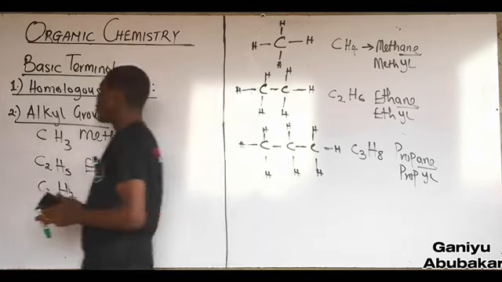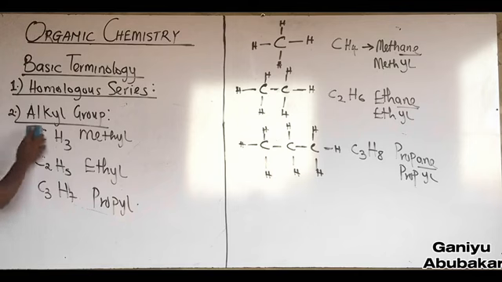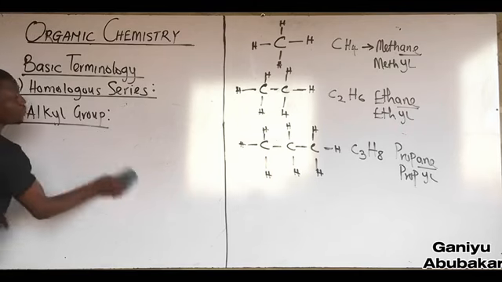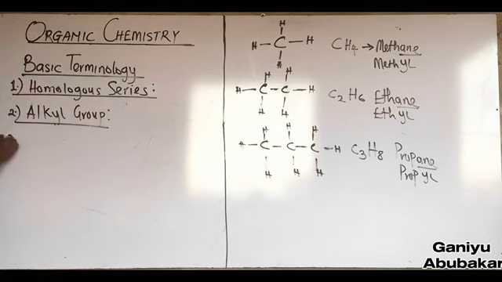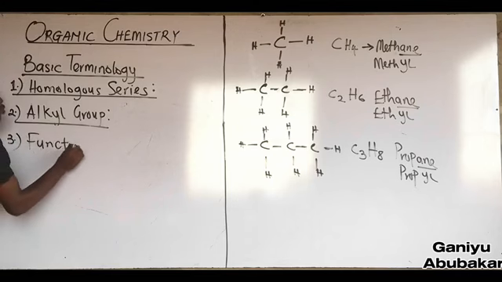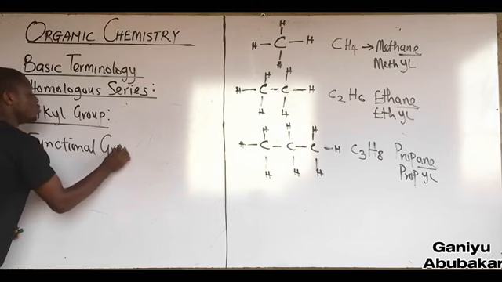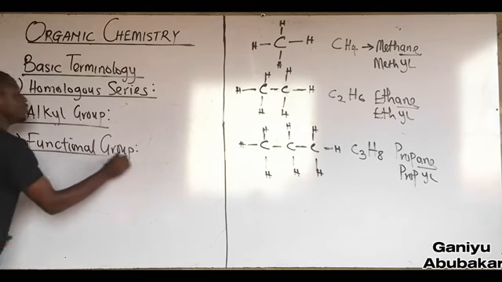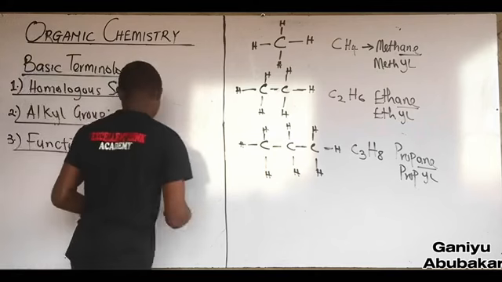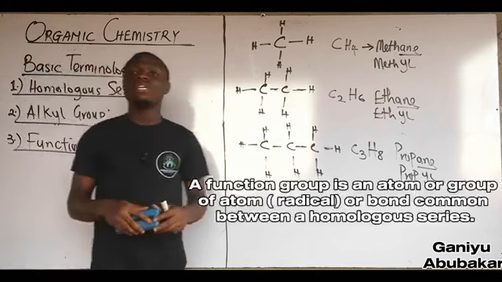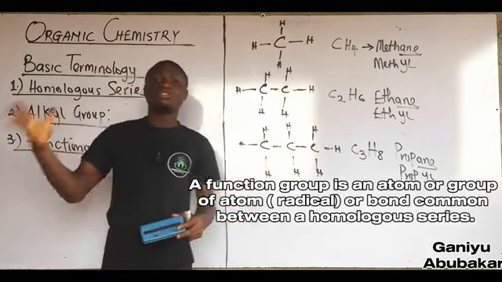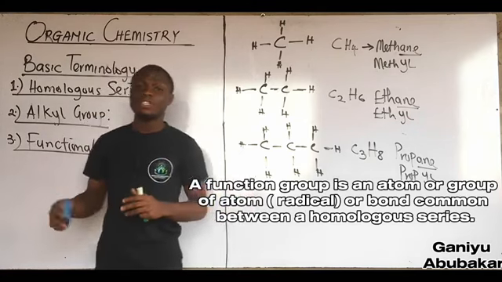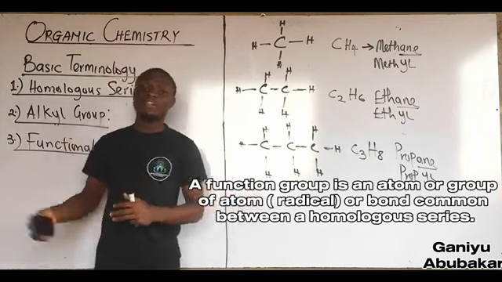That is the third terminology of organic chemistry, which is functional group. Let us call the third terminology in the study of organic chemistry known as functional group. A functional group is simply an atom or group of atoms, known as a radical, or bond common between a homologous series. It also determines the main chemical properties of that series.